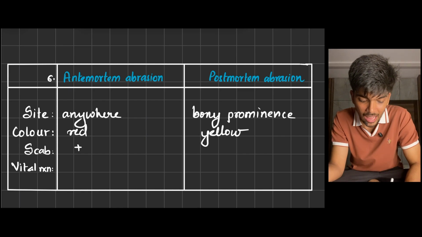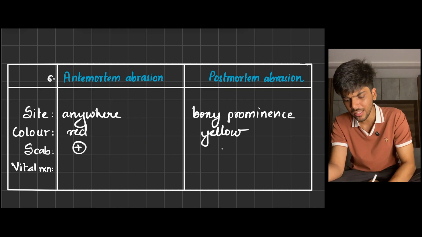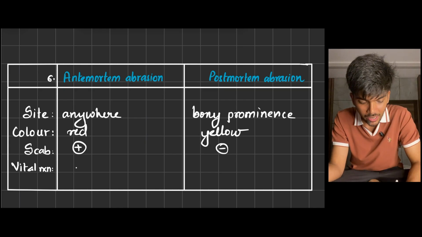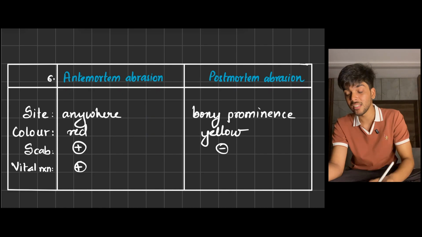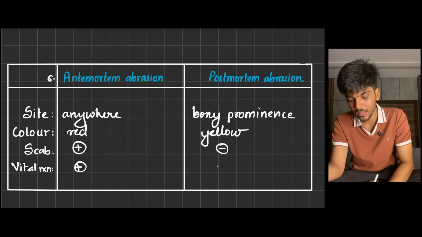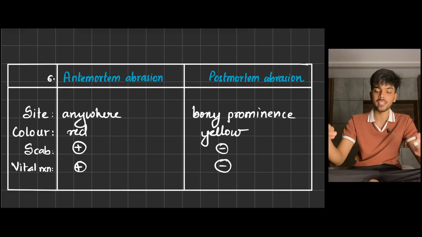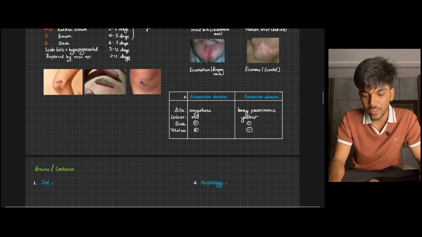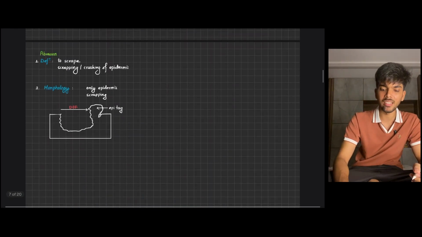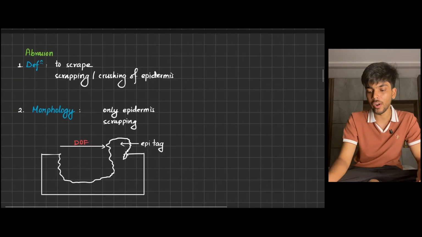Scab, there is scab formation before death. After death, there is no scab formation. Vital reaction, there is vital reaction and inflammatory changes before death. There are no vital reaction and inflammatory changes after death. And with that, we are done with abrasion. Let's revise abrasion once. All right.